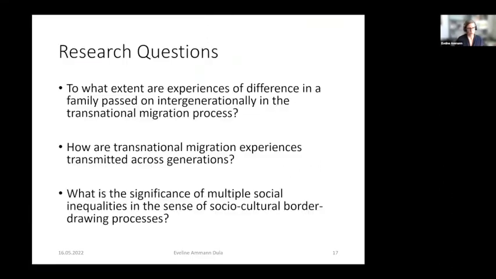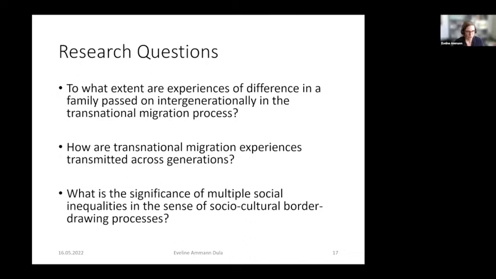I will now give you a few examples of how what I explained theoretically can be put into practice. So I had 3 research questions. These were my final research questions. To what extent are experiences of difference in a family passed on intergenerationally in the transnational migration process? How are transnational migration experiences transmitted across generations? And what is the significance of multiple social inequalities in this social and cultural border drawing process?